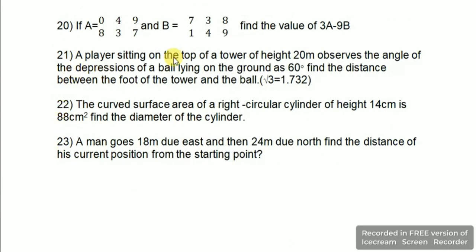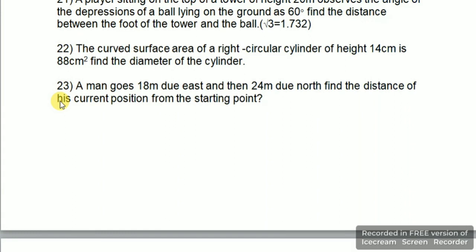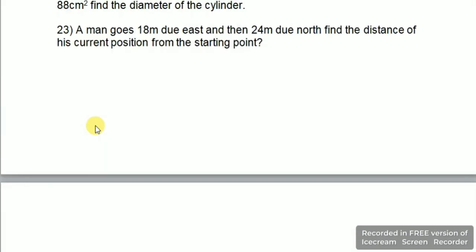21. A player sitting on the top of a tower of height 20 meter observes the angle of depression of a ball lying on the ground at 16 degree. Find the distance between the foot of the tower and the ball. Root 3 equal to 1.732. 22. The curved surface area of a right circular cylinder of height 14 cm is 80 cm squared. Find the diameter of the cylinder. 23. A man goes 18 meter due east and then 24 meter due north. Find the distance of his current position from the starting point. Total 23 2 marks questions.